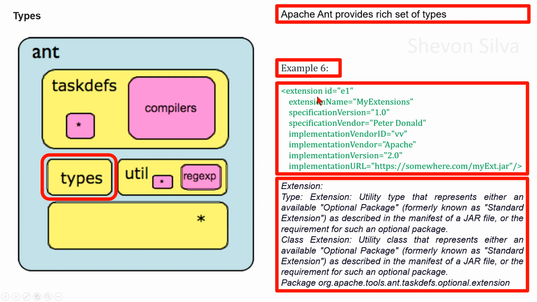With regard to API, we can consider class extension, a utility class that represents either an available optional package, formerly known as standard extension, as described in the manifest of a jar file, or the requirement for such an optional package. This is in the package org.apache.tools.ant.taskdefs.optional.extension.